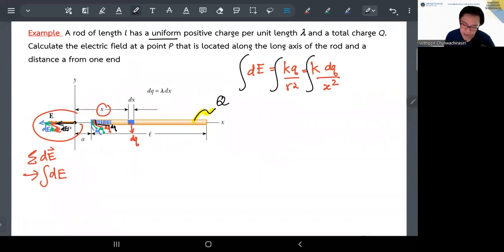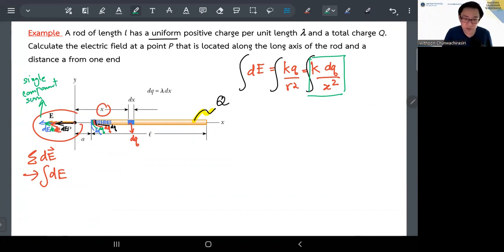So what does it mean? It means the expression that we got here, k dq over x squared, can be used to describe the field that comes from all those dq on the rod. And all you have to sum, it turns out, even though it's a vector summation, is still down to only a single component sum. See, everything is just pointing to your left, so it's a negative x direction summation.